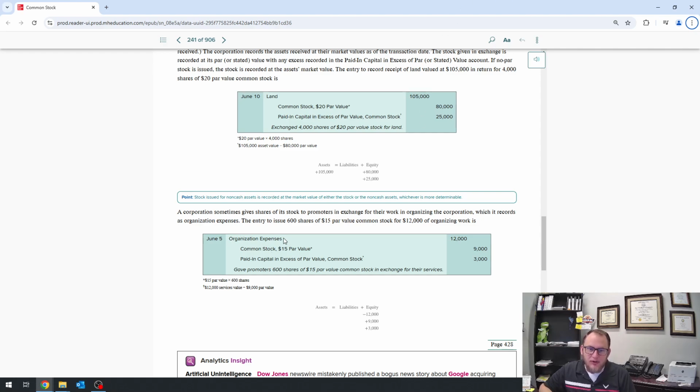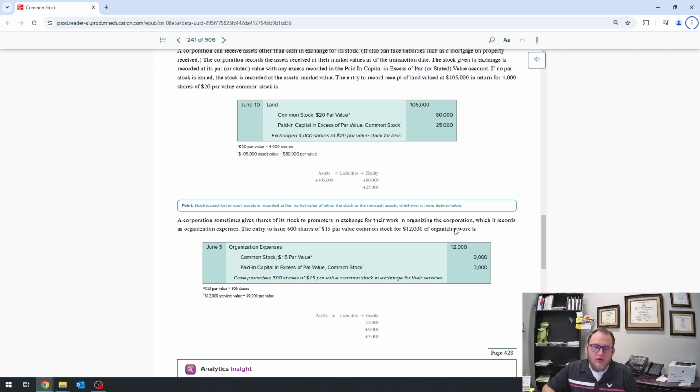We don't want to send out the cash right now, but we'll give you a piece of our company. So we're going to debit the expense account because that's what we're doing. We're settling the expense. So the expense account is going to be $12,000. We are going to be issuing our common stock at a $15 par value, 600 shares of that. So that's $9,000 is going to be the par value of the common stock that we're issuing for the work that was done. And then we have our paid in capital in excess of par value for the remaining $3,000. So again, that is when the stock is issued for work that is being done.